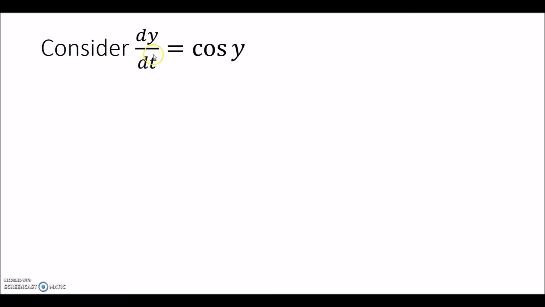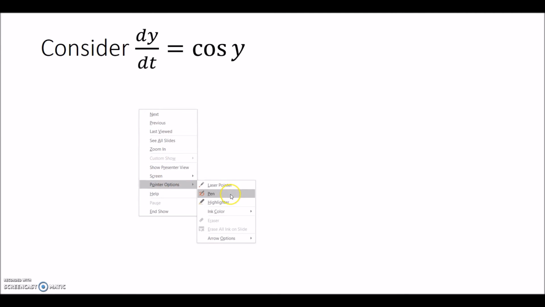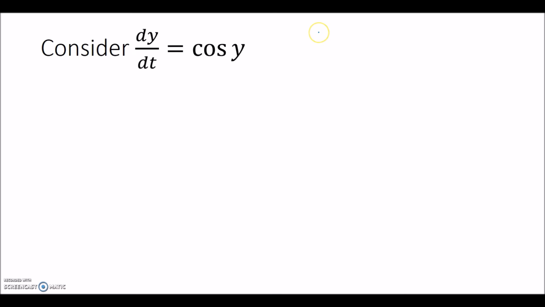Let's consider another case, dy/dt equals cosine of y. Now, one thing that we should be doing when we're looking at these autonomous differential equations is looking at the sketch of dy/dt versus y. So in this case, dy/dt versus y will give us an idea of the value of the slope, whether it's positive or negative over certain intervals.